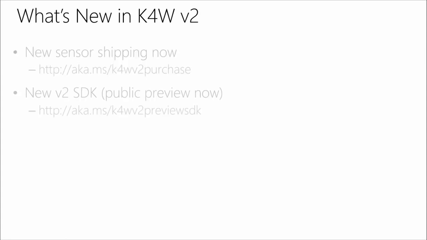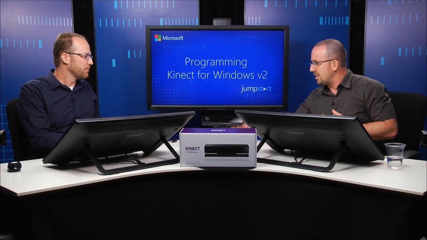So, Rob, why don't you talk about what's new? I know you're excited about the SDK, so why don't you take us through this? Sure. The new sensor's shipping now. Do you want to show it now? Yeah, I think we could do a quick overview of what's in the box. This is the Kinect for Windows V2 sensor that we're looking at here, and we've got a nice long cable.